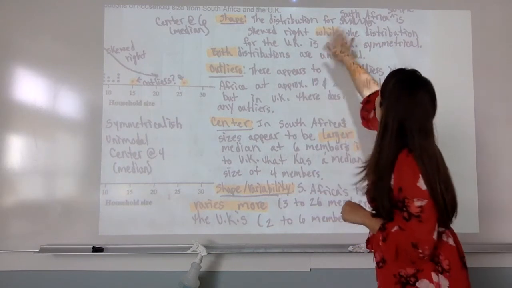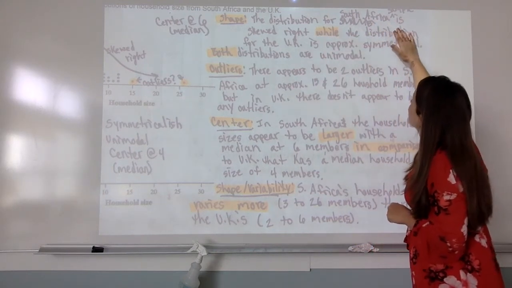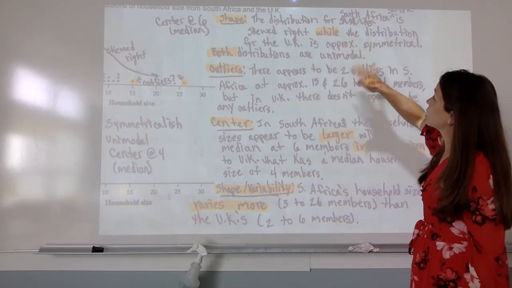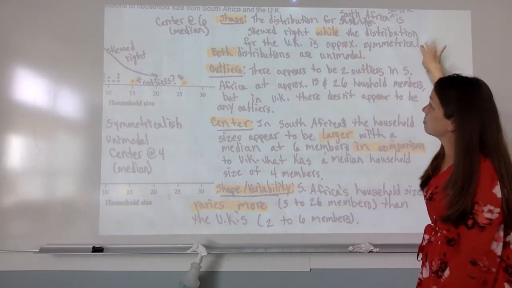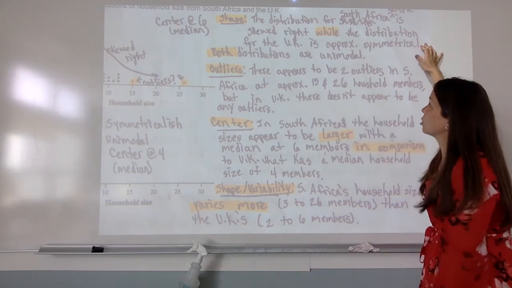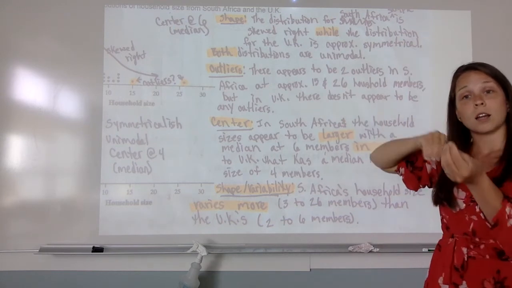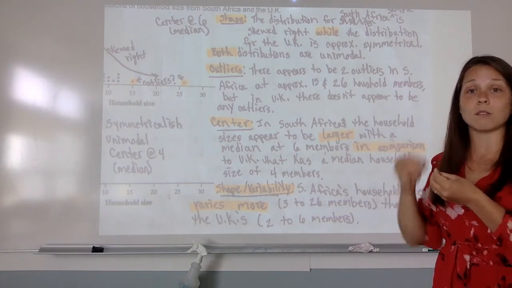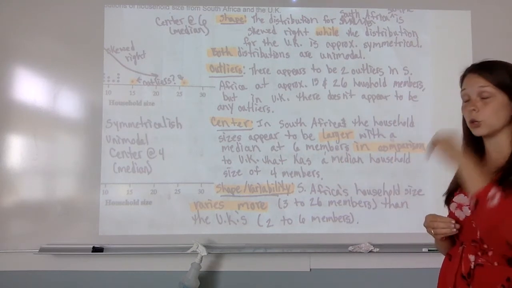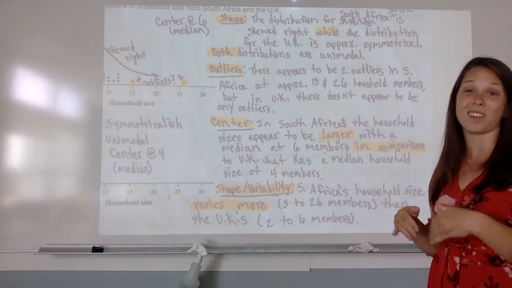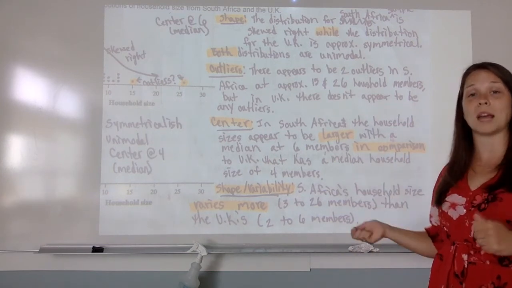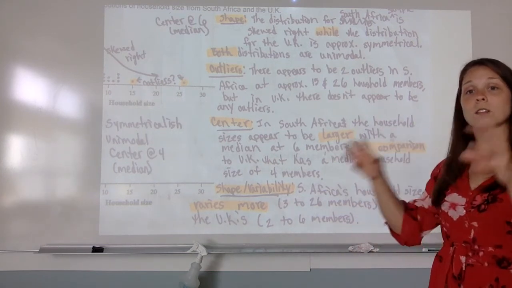So I said the distribution for South Africa sample is skewed right, while the distribution for the UK is approximately symmetrical. Both distributions are unimodal. So first thing I did is I compared, specifically stating what South Africa was in comparison to the UK, and then I mentioned what they have in common. That's using that comparative language. This is how they're different, this is how they're the same.